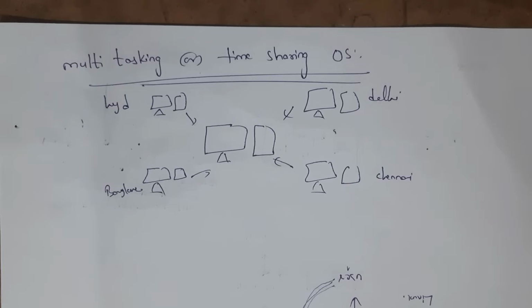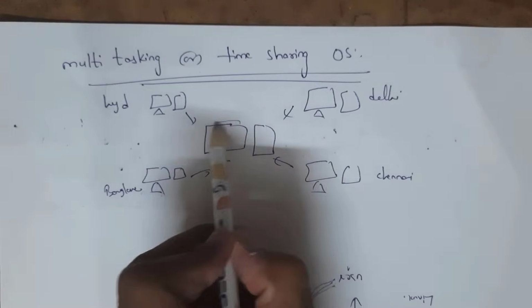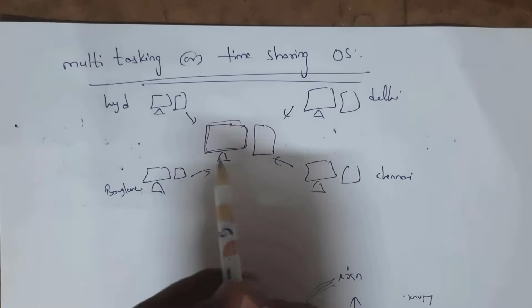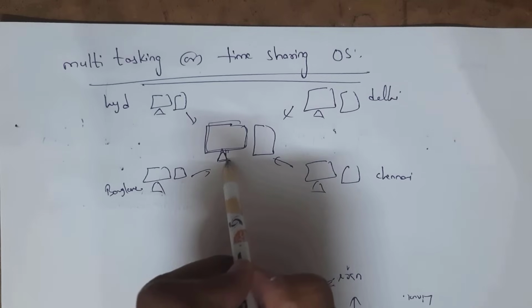What is a multitasking or time sharing operating system? For example, let us consider there are different users located in different places, and these users want to access the same computer at a time. All these users can access this single computer at a time by using the internet, and this is considered as a time sharing operating system.